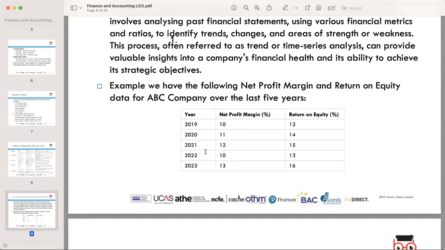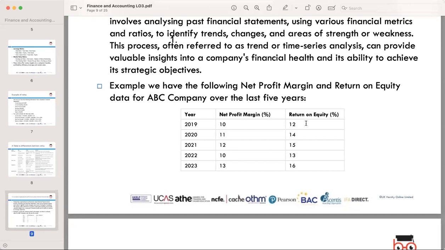So in this case of ABC, the net profit margin shows a consistent upward trend: 10, 11, 12, 13. So the net profit margin trended consistently upward over the 5-year period. It increased from 10% in 2019 to 13% in 2023. So this suggests that ABC company has been able to improve its profitability by effectively controlling cost and increasing revenue.